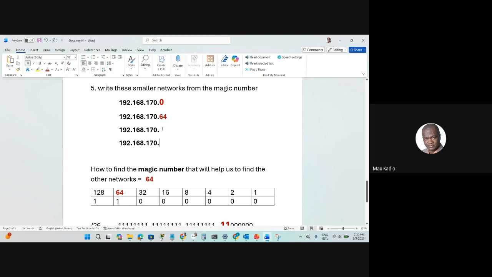You see? So 64 plus 64, 128. 128 plus 64, actually 192. So be careful. I must take a calculator to make sure, you see. This is how we find all our 4 smaller networks by using the magic number.